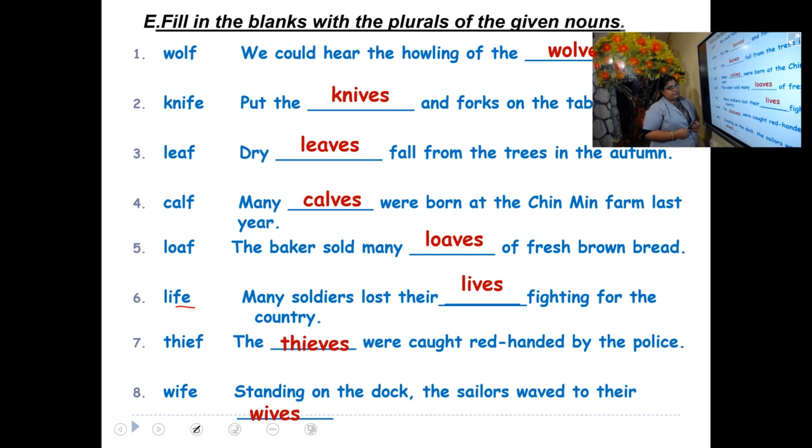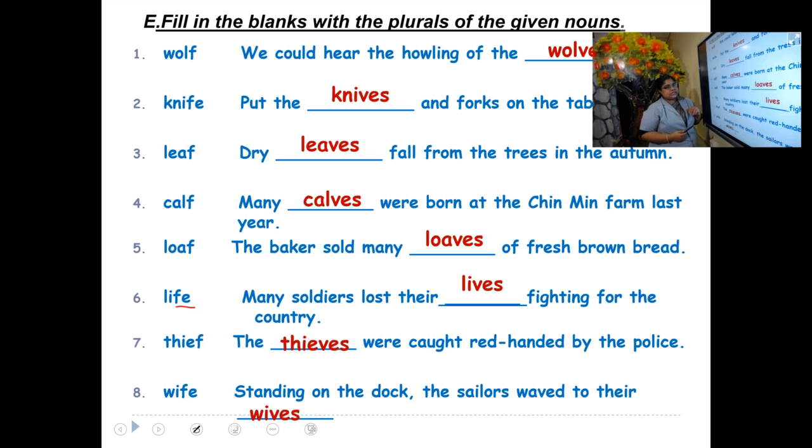Fourth one, calf. Plural is calves. C-A-L-V-E-S. So now say me, what's the fifth one? Yes, loaf. L-O-A-F, loaf. Plural is loaves, L-O-A-V-E-S, right? Next one, life. Plural. Yes, lives. L-I-V-E-S. Next one, thief. Yes, thief. T-H-I-E-V-E-S. And the last one is wife. And what's the plural? Wives.